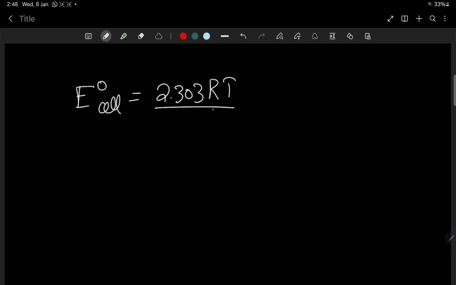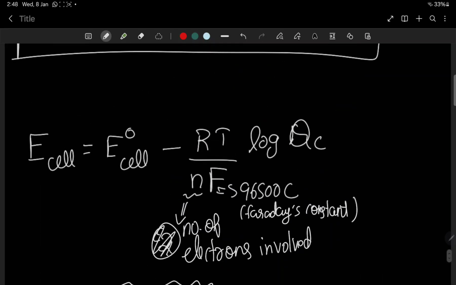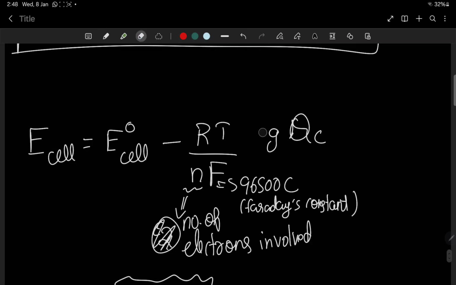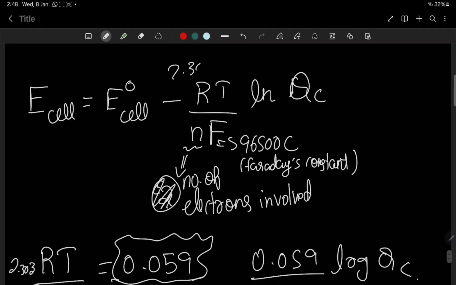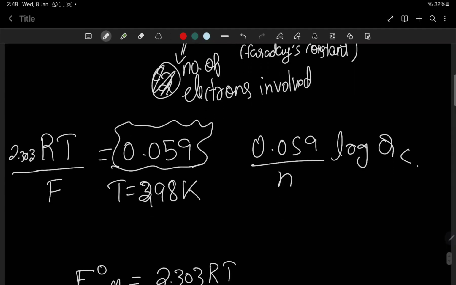Now some other important equation is that E naught of a cell, that is the standard potential of a cell, can be related to the equilibrium constant of the cell as 2.303 RT by NF. Here it is really ln. Sorry, lnQc. When we turn to log, we have to multiply with 2.303, so we multiply with that and make it log. 2.303 RT by F is 0.059 by N log QC.